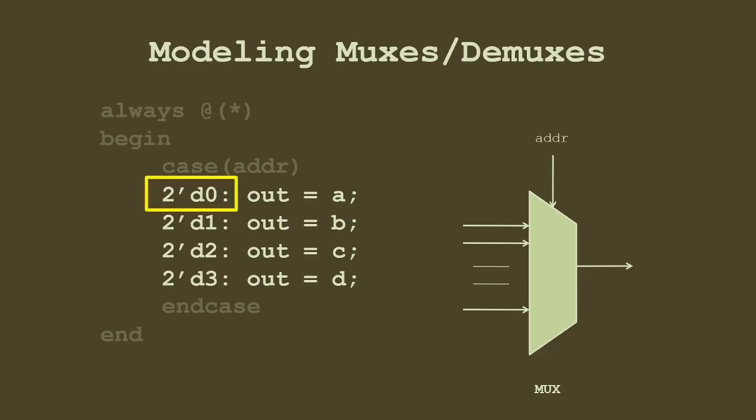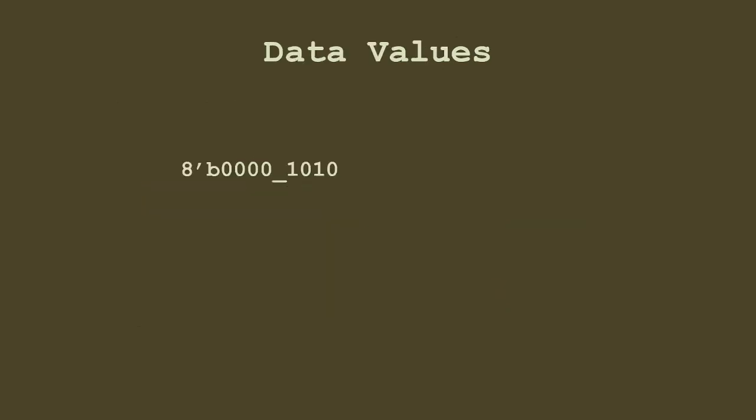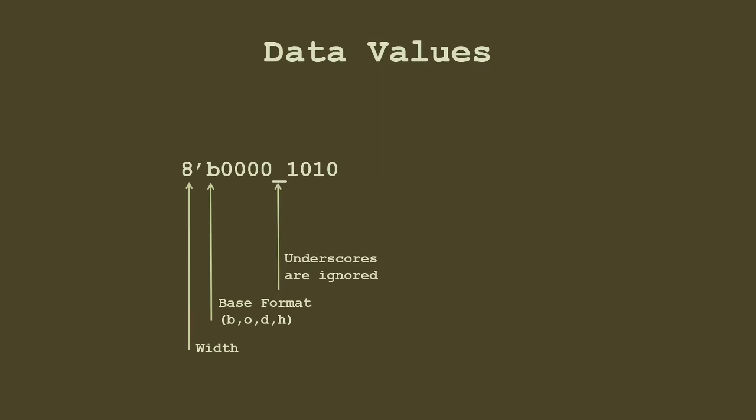So now what is this 2'd0 thing? So this is the way Verilog stores the data values. So if we write 8'b0000_1010, so this 8 means it's the width of the bus. This tick is ignored. This B means we are writing the value in binary format. There are 4 options. We can write it in binary, octal, decimal, or hexadecimal. Then these are the values, and among the values we can use underscore as well.